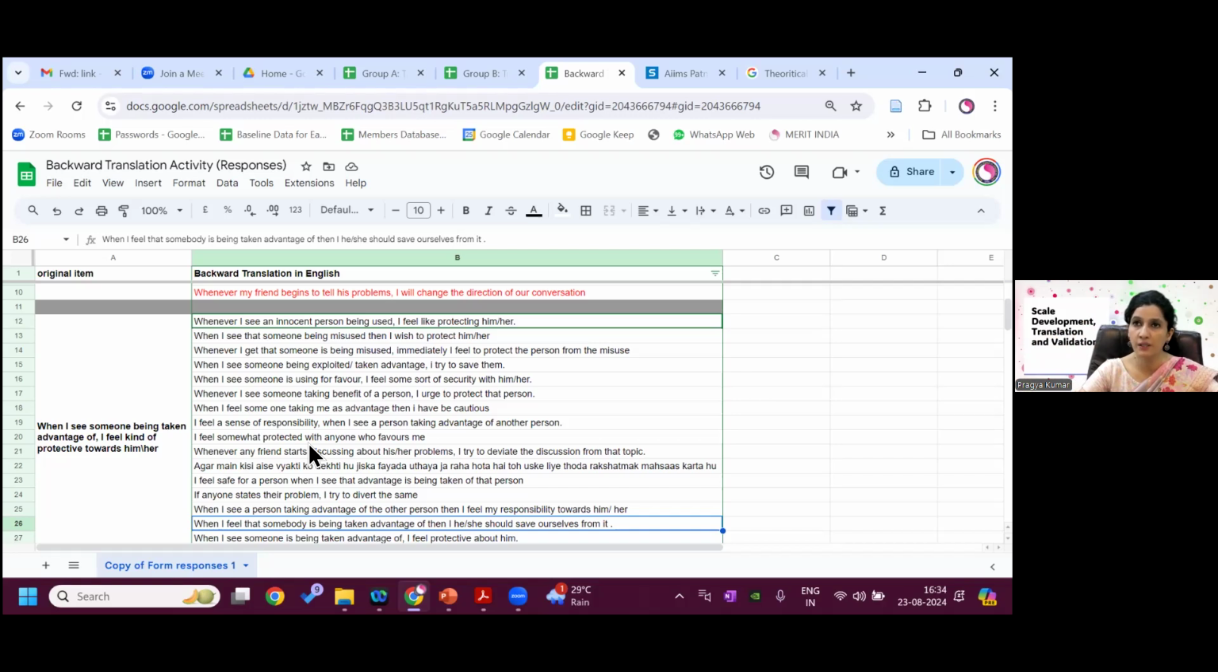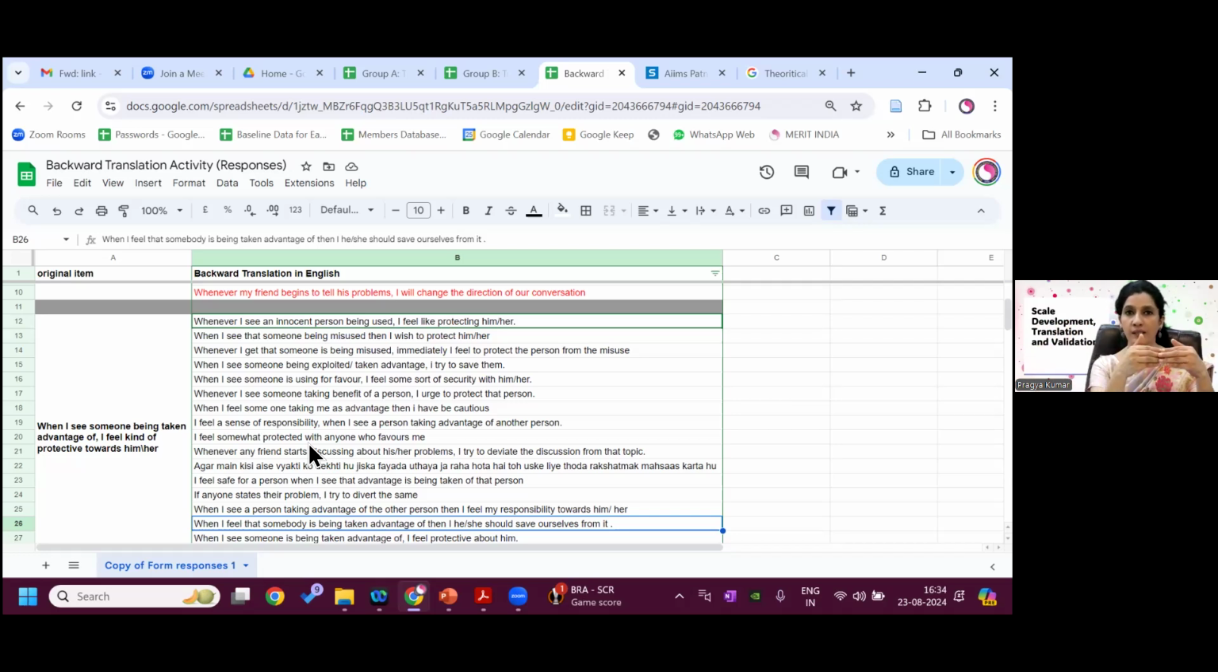Again, there's one question: is backward translation directly from English to English? No, backward translation is from the local language to English. See, the scale is in English, and if you want to translate it into, let's say, Tamil, you will first get it translated from English to Tamil, and the other person, the back translator, will translate it from Tamil to English.